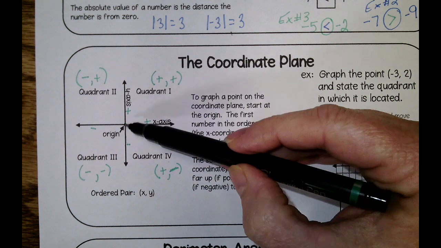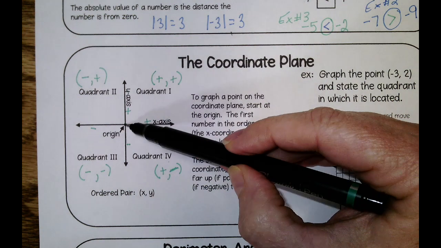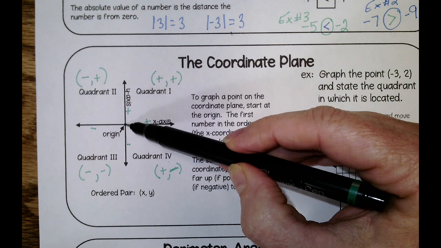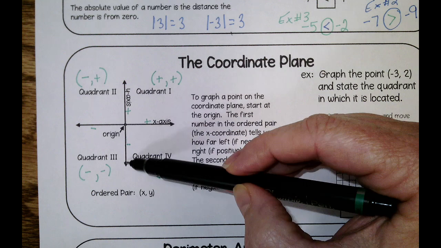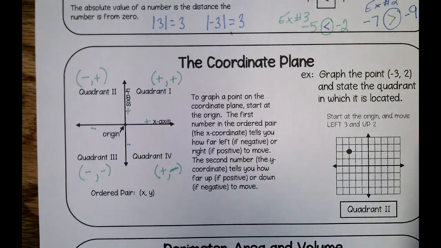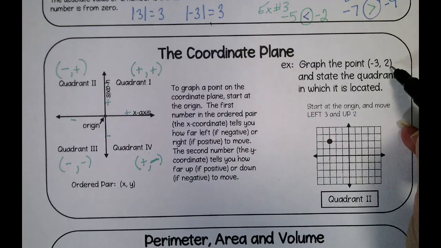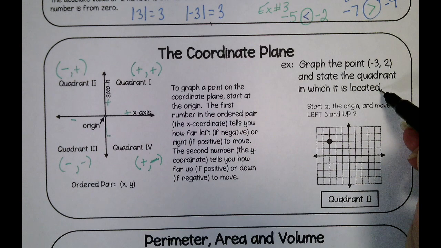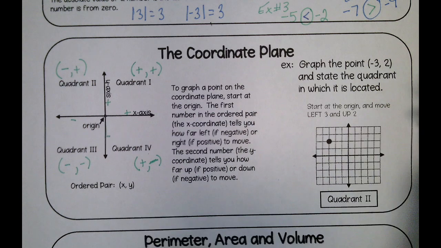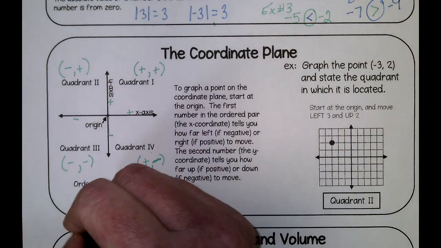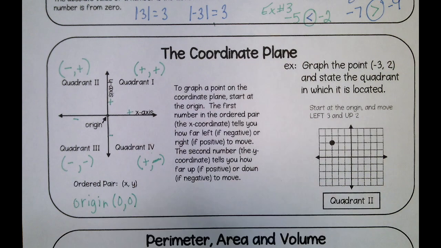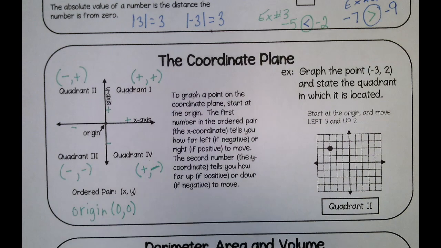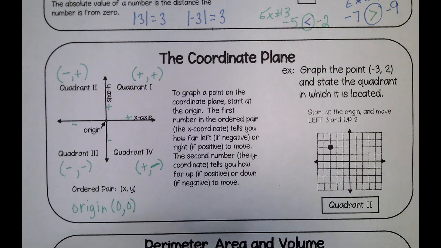And remember, this is 0. So if we had a vertical number line, from 0, if you go up, that's positive. Or from 0 and you go down, it's negative. Okay? So it says, example, graph the point -3, 2, and state which quadrant it is located. So we start at the origin. I'm going to write this over here too. Origin is 0, 0. That's where the x and the y-axis intersect.